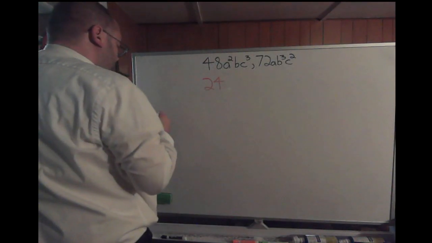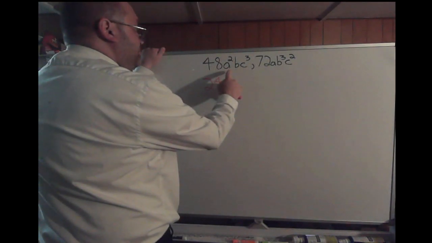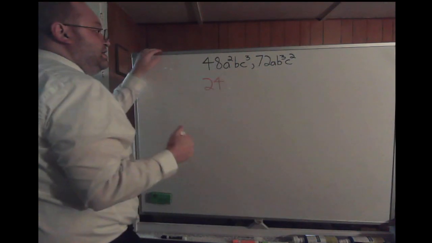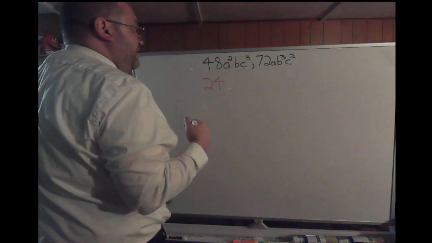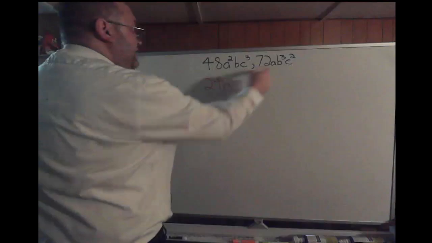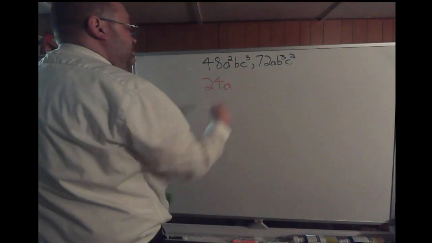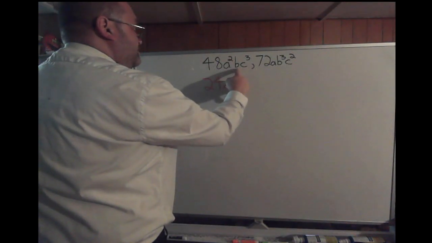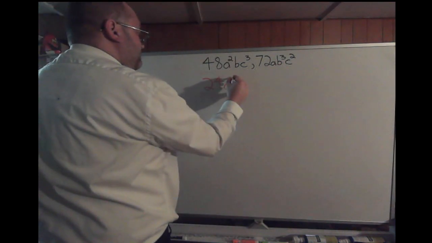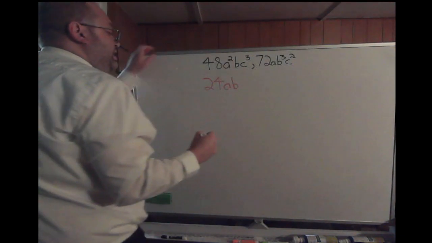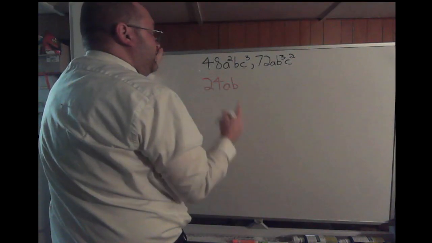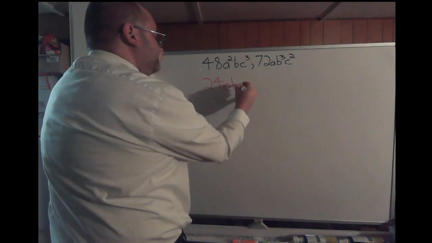Alright, we have established that. Now let's look at each variable at a time. First term has a squared, second term has a. Well, the greatest common factor for a and a squared is just a. They only have a common a between them. And then let's look at b. You have b on the first term, and then you have b cubed on the second term. They only have a b in common. And then you look at the c's, you have a c cubed and a c squared. The highest c power they have is c squared.